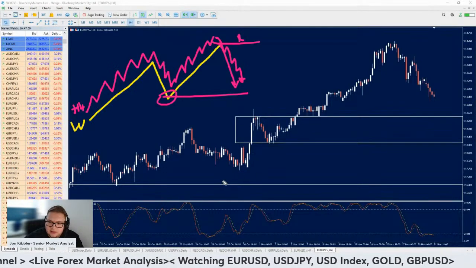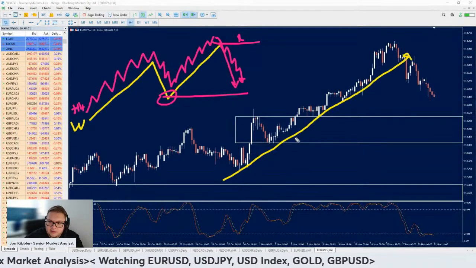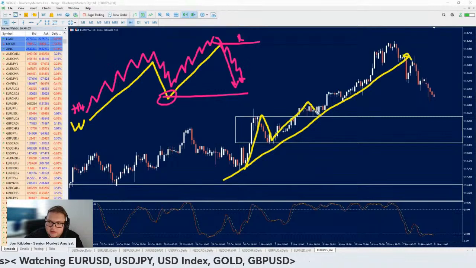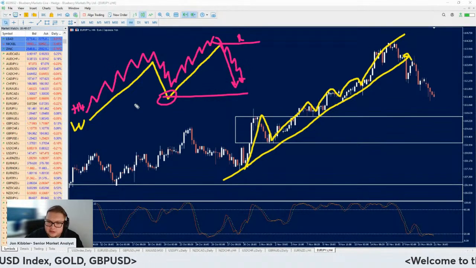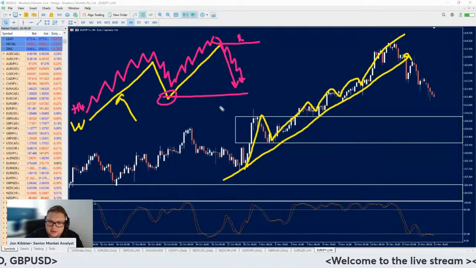You can see this was the impulsive phase in the market. Price was making higher highs and higher lows, okay? It's not always the prettiest picture. It's not as easy as looking at it like this, but that is the gist of it.